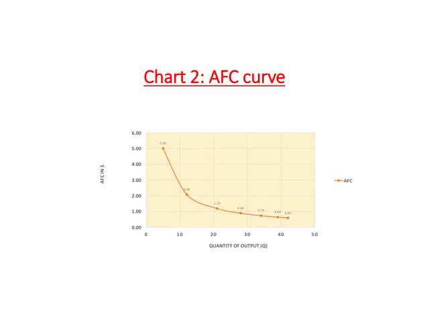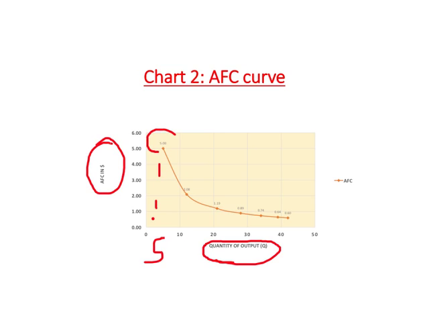Here we have average fixed cost in dollars on the vertical axis, and of course Q, quantity of output, on the horizontal axis. We plot those points relating to average fixed cost. For example, when the firm produces 5 units of output, what is the average fixed cost? We calculated it is 25 divided by 5, which is $5.